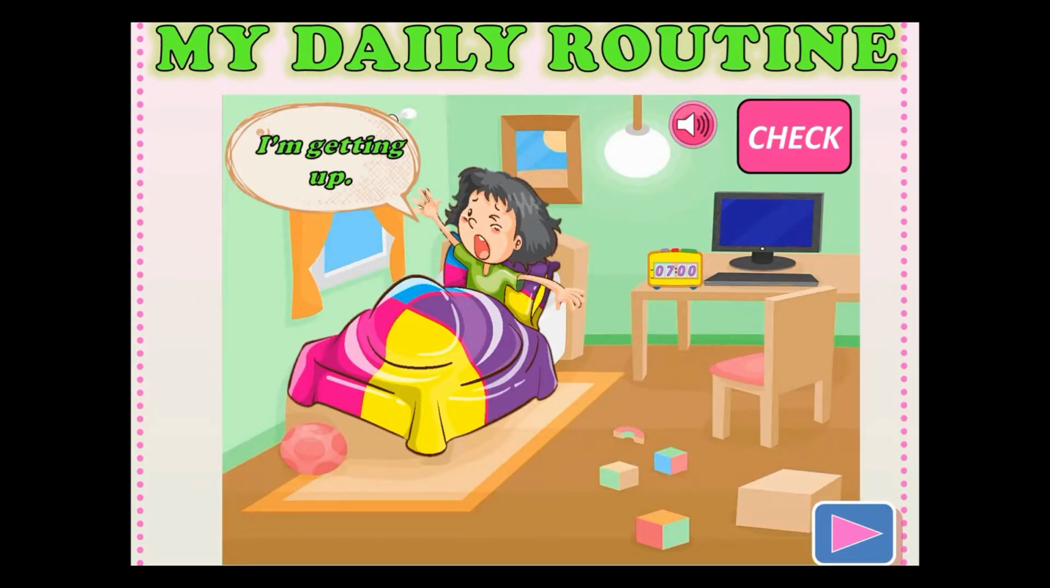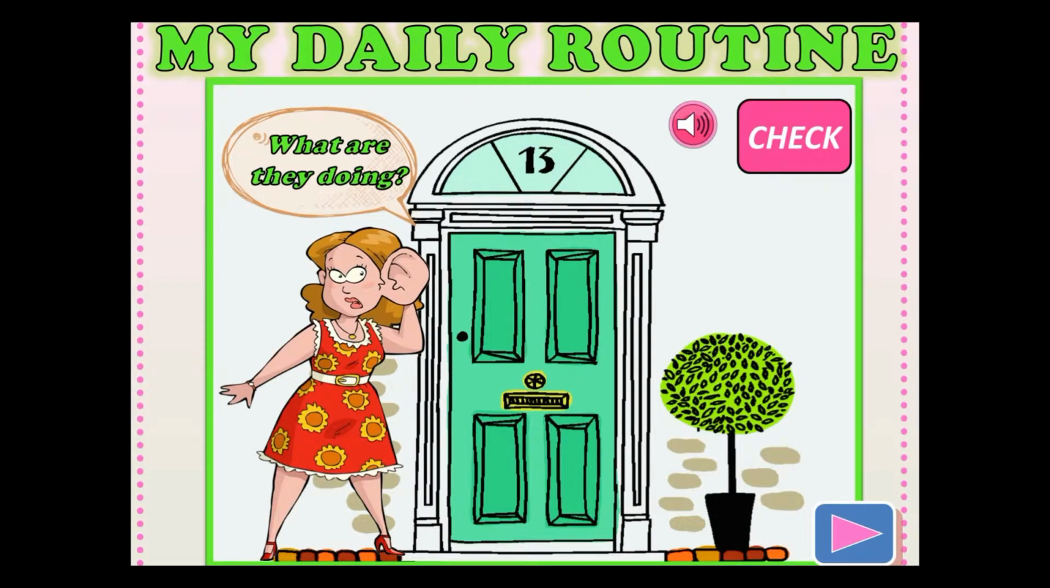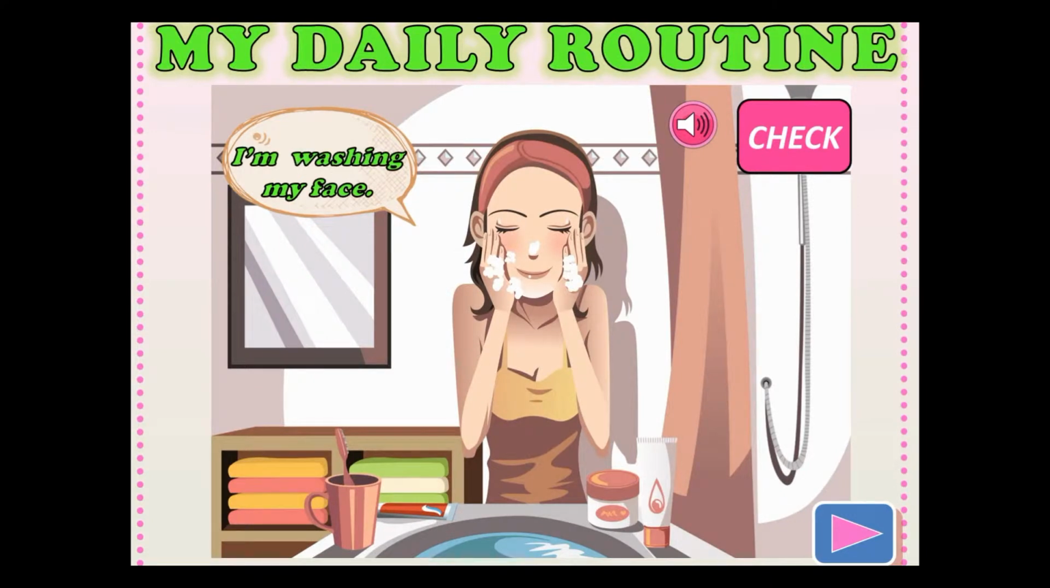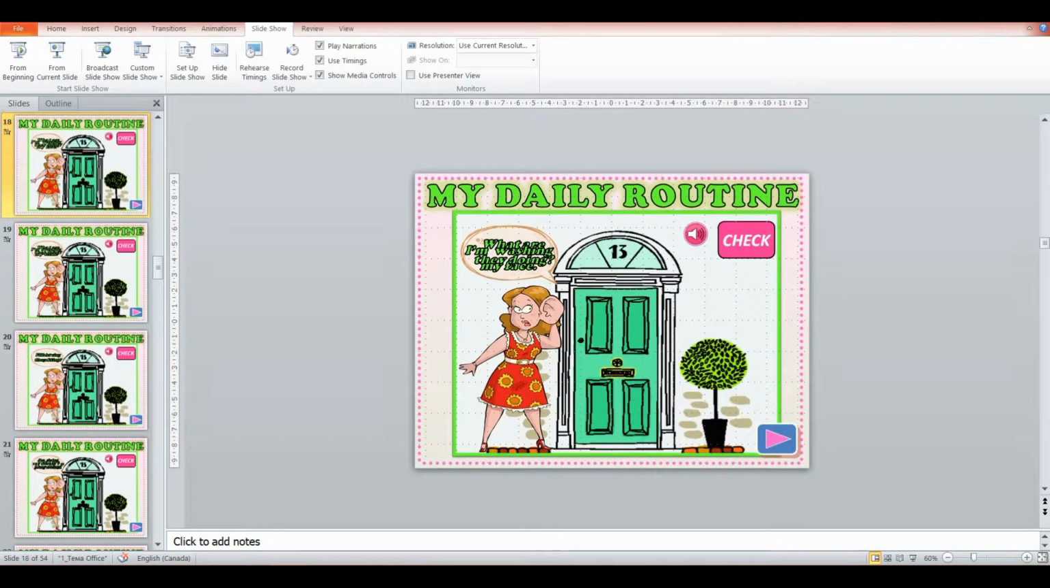I'm getting up. That was obviously I'm getting up with the alarm clock going off. What are they doing? This one always gets a lot of funny comments, but it's not what you think. Washing my face. Yeah, I'm washing my face. So you see, they listen and they have to guess and make sure they use the full sentence.